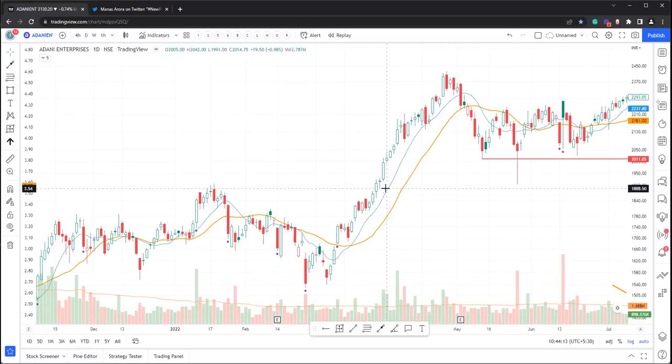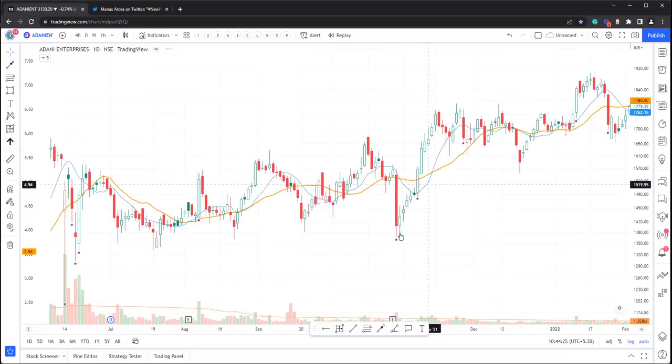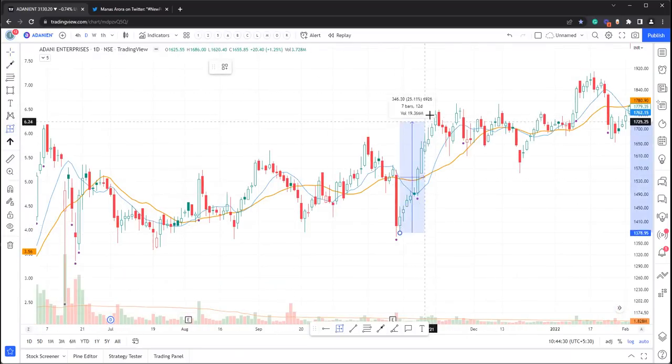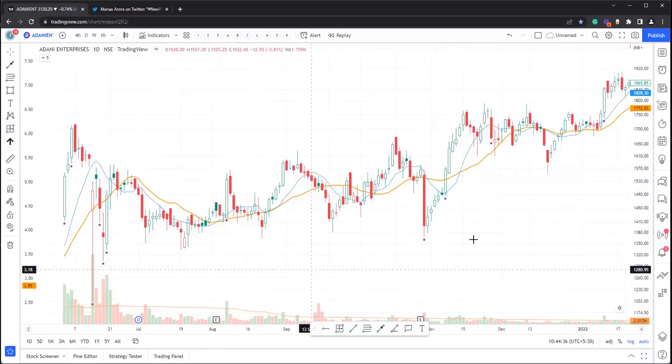To see how smooth the trend is, look at how smoothly it has been surfing these averages. Let's go a little further back. Even here, you have so many green days in a row. You have like 11, 10 green bars in a row. Let's go further.